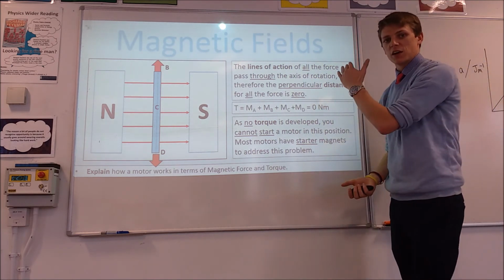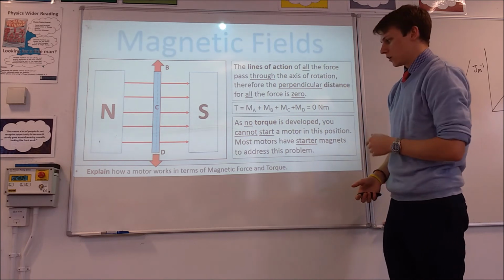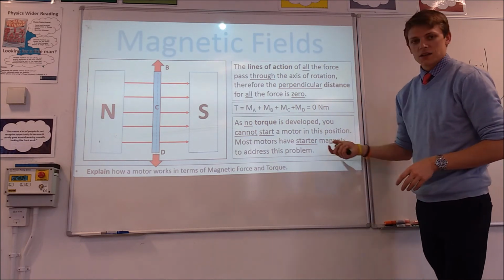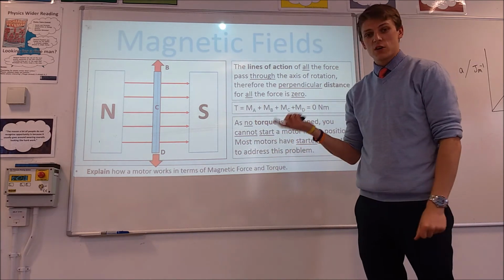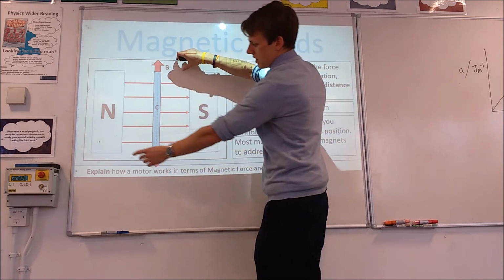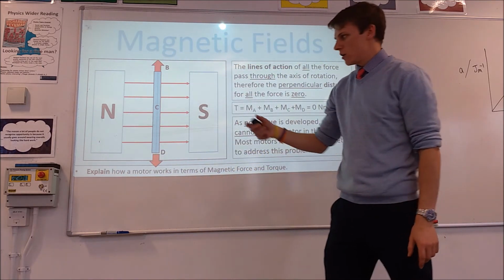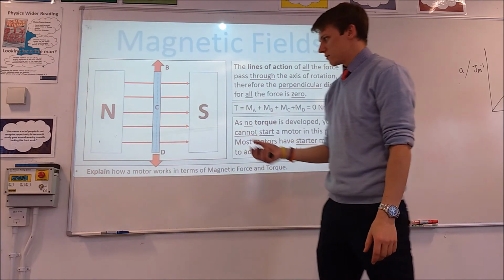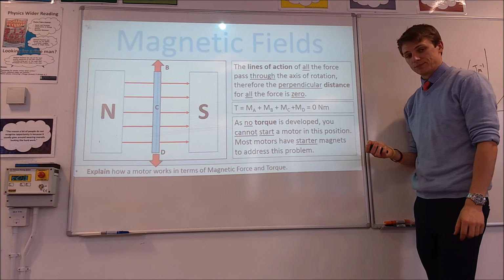So by rotating 90 degrees, we've gone from maximum torque to 0 torque at this point here. And this would be a problem if we were trying to start this motor. Now, we couldn't. So actually, most electric motors have some magnets around here and here, to essentially make the coil not be perpendicular to the field like this. So that's something they can take care of in designing a motor.